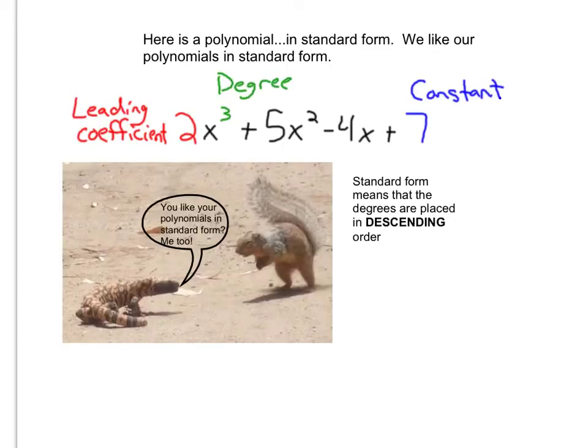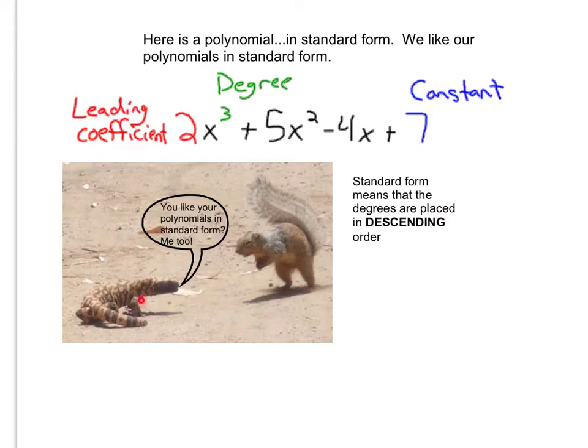First is some stuff you need to know about polynomials, okay? So here's a polynomial in standard form. Polynomials always go in standard form. And what that means is right here. Standard form means that the degrees are placed in descending order.